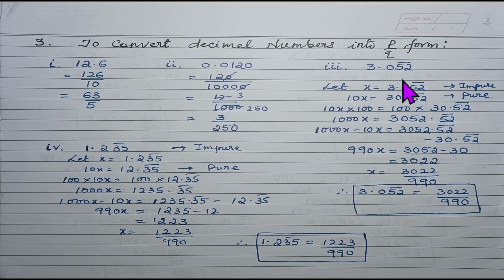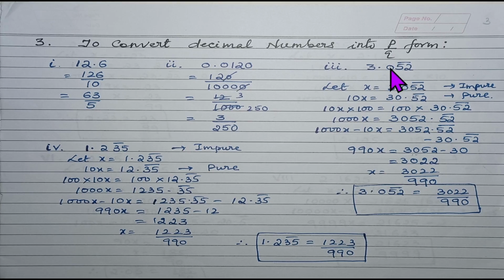Now the third example is 3.052 bar. Please understand, this is a very important example. 3.052 bar is a non-terminating recurring decimal expansion, definitely a rational number. But if you observe here, after the decimal point the repeating part is not starting. After the decimal point there is a non-repeating digit, and then the repeating part starts, and therefore this is called an impure recurring decimal expansion, and we have to first convert it into pure form.